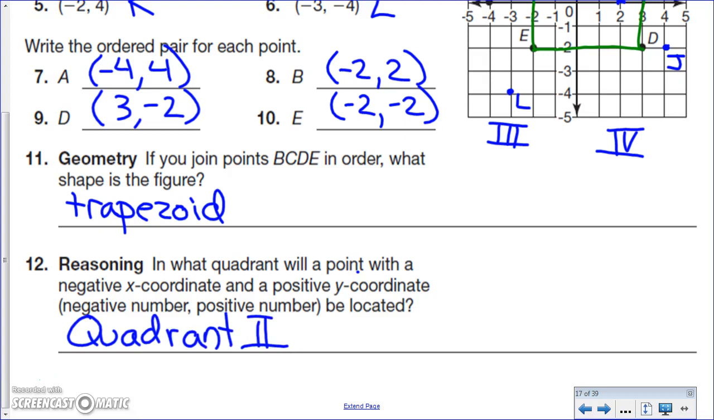Please make sure you have copied all of the work down and glue this paper in your math notebook.